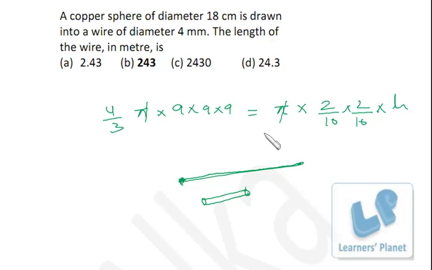Pi and pi are cancelled. 3 3s are 9, 4. So height is 81 into 3, 243 into 10 into 10. In meters we have to find out, so just remove 2 zeros, and 243 is your answer. Pretty simple. So avoid paperwork and avoid lengthy calculations.